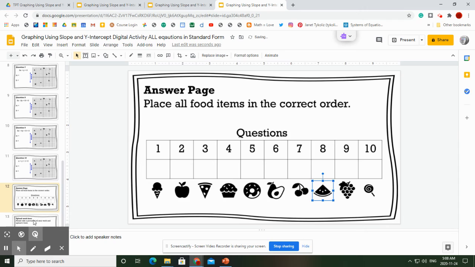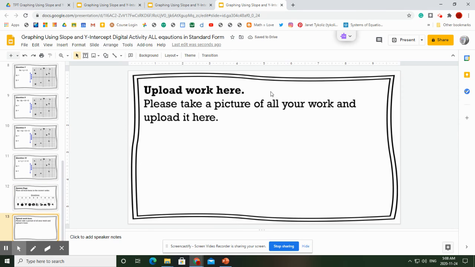And then on the very last page, upload work here. Please take a picture of all your work and upload it here. So students can take a picture, drop it over here, and you can check their work to make sure that they're actually showing their work. So that was the activity that was all in standard form.